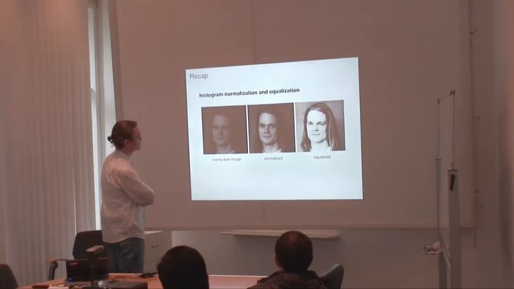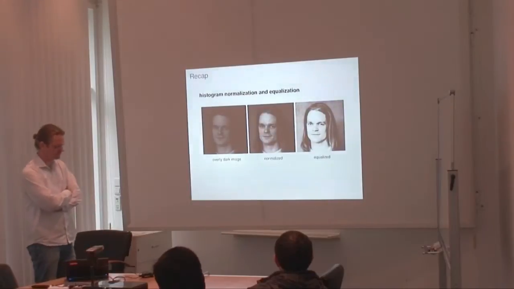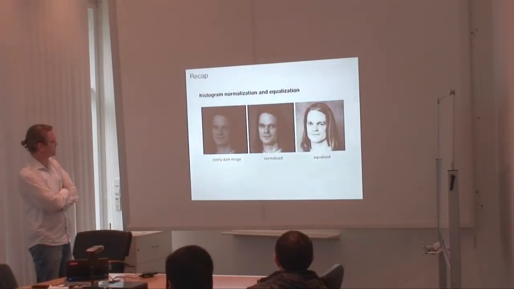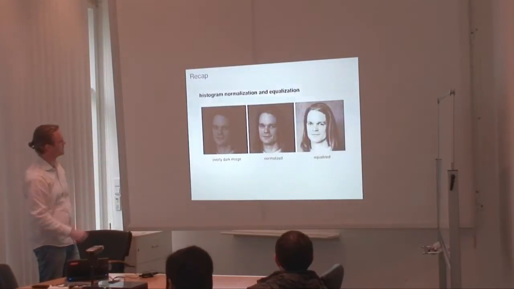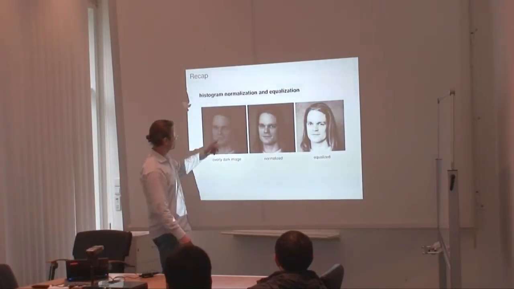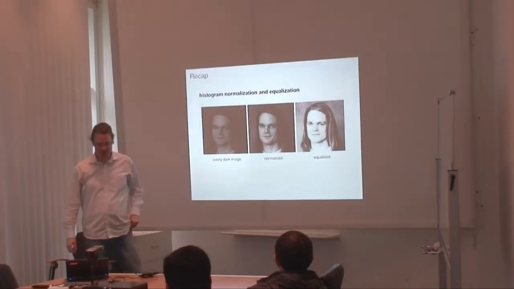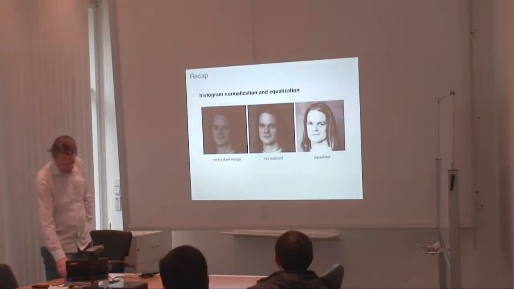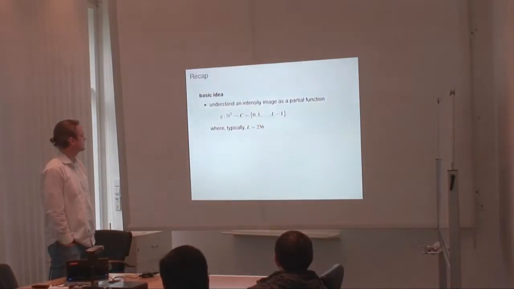We know that image processing is just playing around with mathematics. Can we use that to enhance the contrast? And here we already see that we can do this. This is the normalized version of this image, and over there that is the equalized version of that image. Now, how did this work?